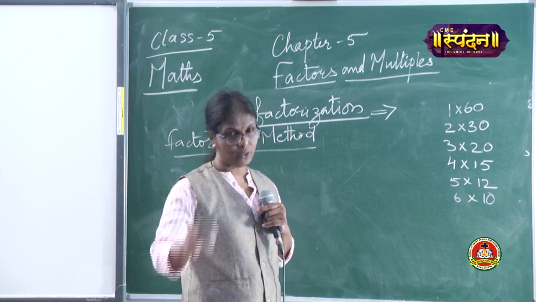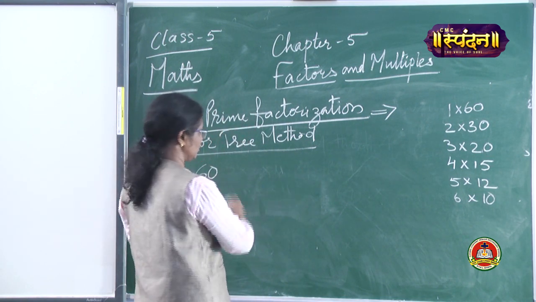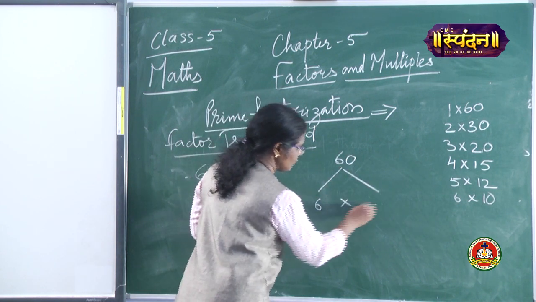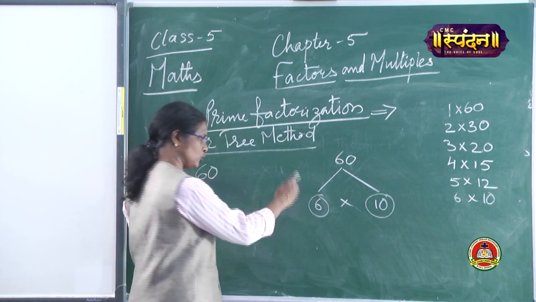Now out of this I can take any one of the factors. Suppose I am taking 6 into 10. If I am going to express 60 as 6 into 10, here 6 and 10 both are composite numbers. I have to split again.